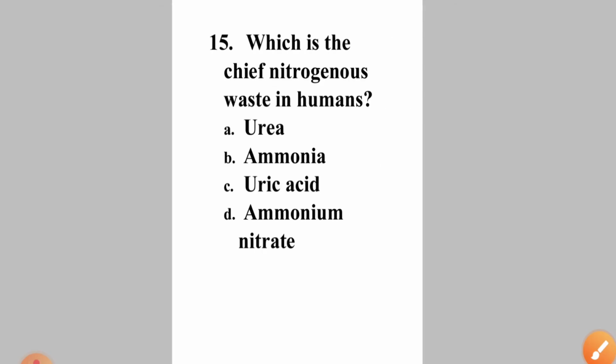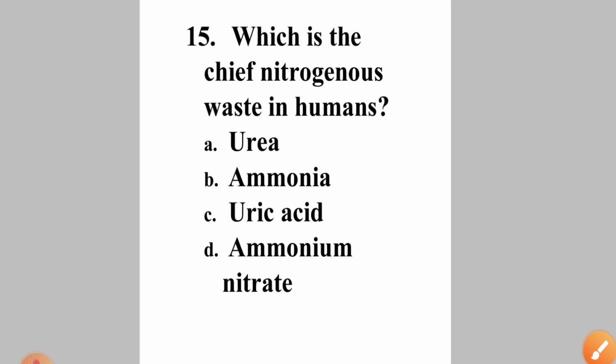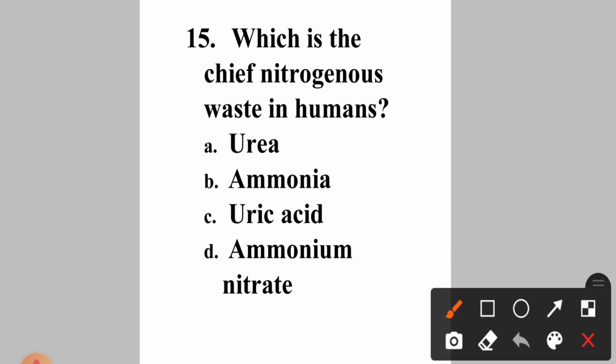Now come to question number 15. Which is the chief nitrogenous waste in humans? A. Urea, B. Ammonia, C. Uric acid, D. Ammonium nitrate. Okay, so mammals like humans excrete urea, while birds, reptiles and some terrestrial vertebrates produce uric acid from ammonia. Okay, so humans का पूछा है, so answer will be option A, that is urea.